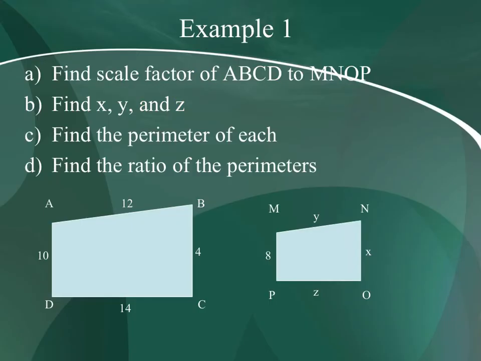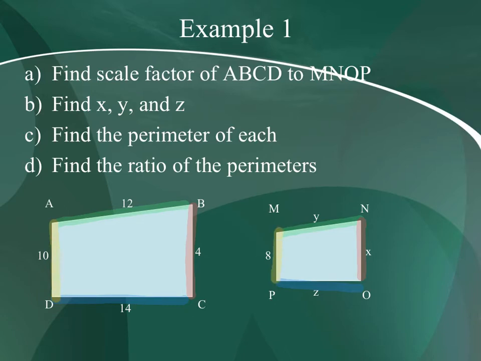All right, so example 1 says find the scale factor of ABCD to MNOP. Find X, Y, and Z. Find the perimeter of each, and then find the ratio of the perimeters. So the first thing I'm going to do is match up my side lengths. These are not congruent, but AB matches MN. BC in order of the letters here would go with NO. CD would go with OP. And AD would go with MP.